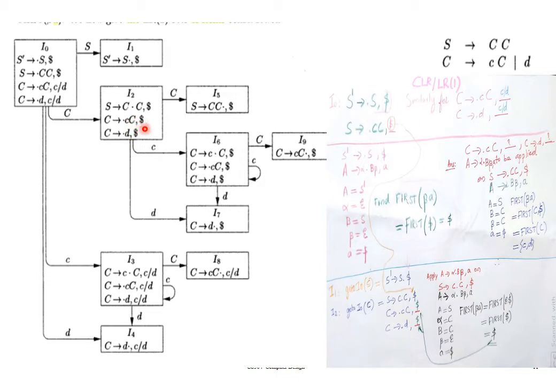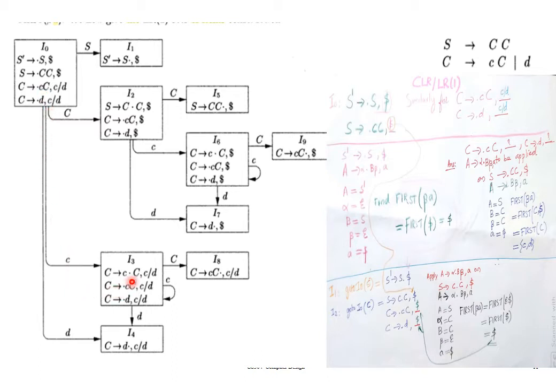Then how did this dollar come? Again you apply A gives alpha dot B beta comma A. First of beta A: beta is epsilon, A is dollar. So first of dollar is dollar. So that dollar will be copied to both these items as the look ahead symbol. Then again you look for goto of I2 on small c, that is C gives small c dot capital C comma dollar. So that is here.